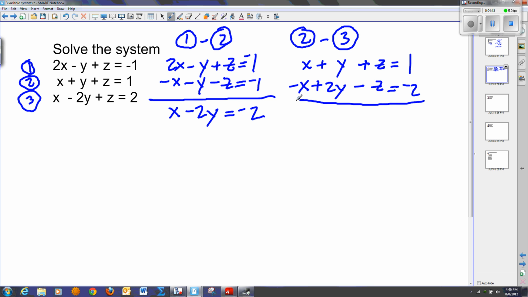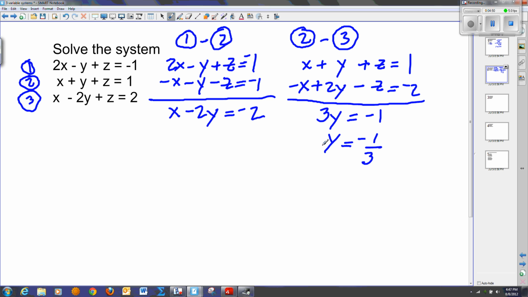So notice what I get when I eliminate these now. The x's go away. I get 3y. The z's go away too, which is great. And I get a negative 1 for my elimination of the two numbers. So what that tells me now is I know the y value. Y is equal to negative 1/3. Solving this may not be pretty, but we'll go through it.